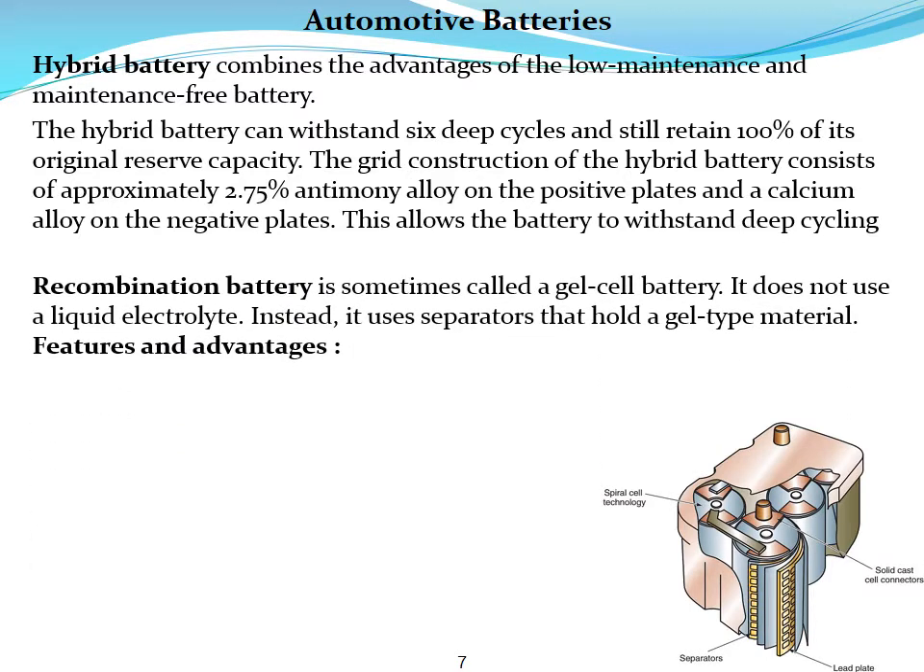The combination battery is sometimes called a gel cell battery. It does not use a liquid. Instead of the liquid electrolyte, it uses separators that hold a gel, containing gel type materials.